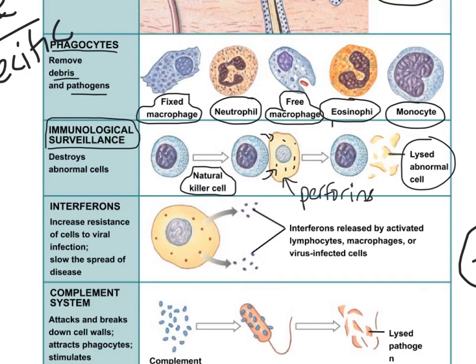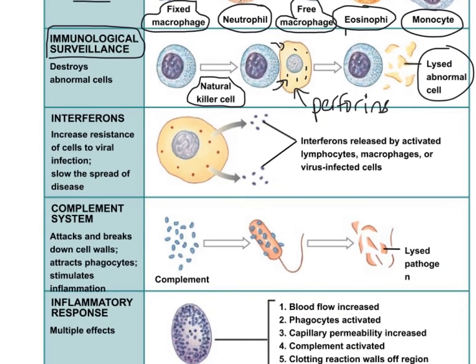Then we have interferons. And interferons, we're going to talk a little bit more in just a little bit, but interferons are going to resist viral infections, right? They're going to resist viral infections. They slow the spread of viral infections. That's what they do. All right, so they're going to be produced by either lymphocytes or macrophages or any virus-infected cell.